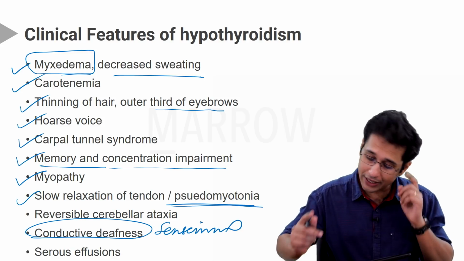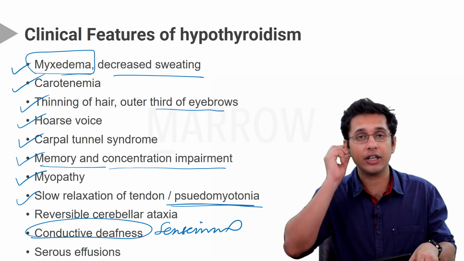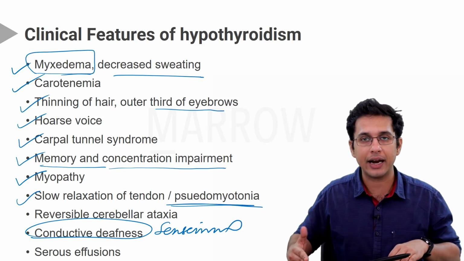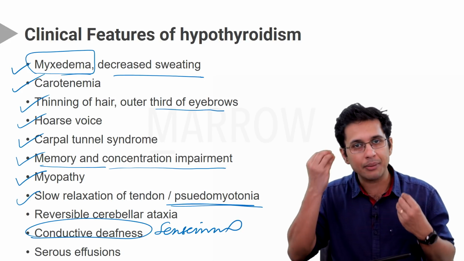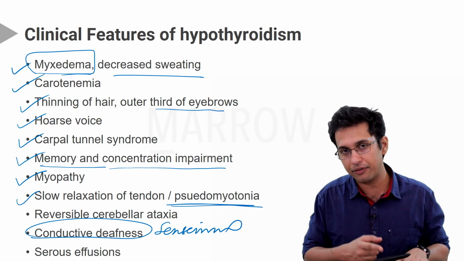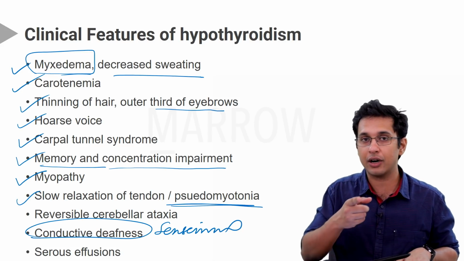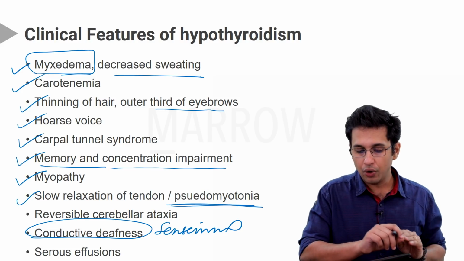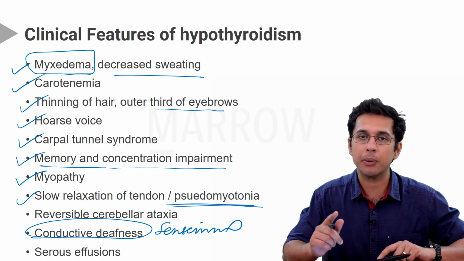So can hypothyroidism affect your ear? Yes. It can cause serous effusions like pleural effusion, pericardial effusion, all the things, right? Or maybe some effusion can occur in the ear cavity also, maybe in the middle ear. So it can definitely cause conductive deafness. It can cause sensorineural deafness, for example Pendred syndrome. Okay, so hypothyroidism can cause hearing problems.